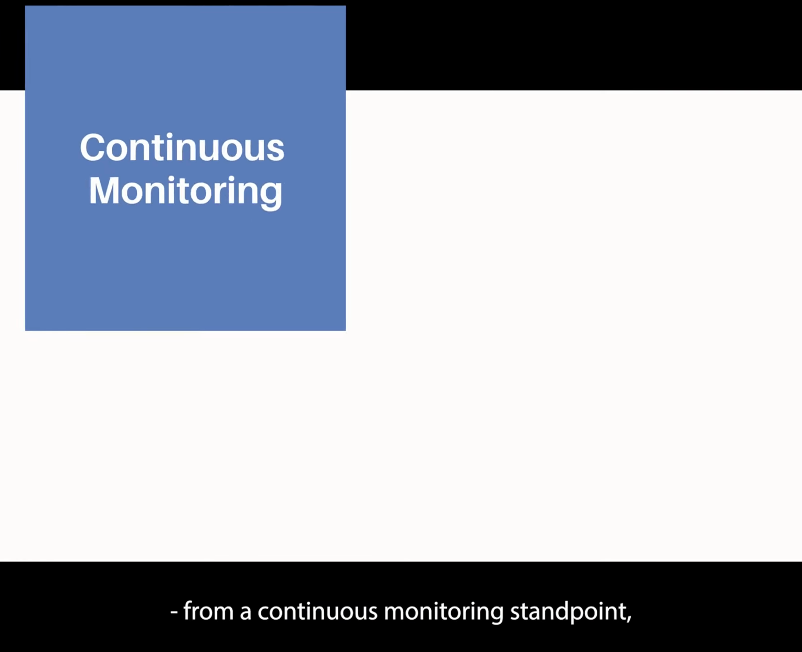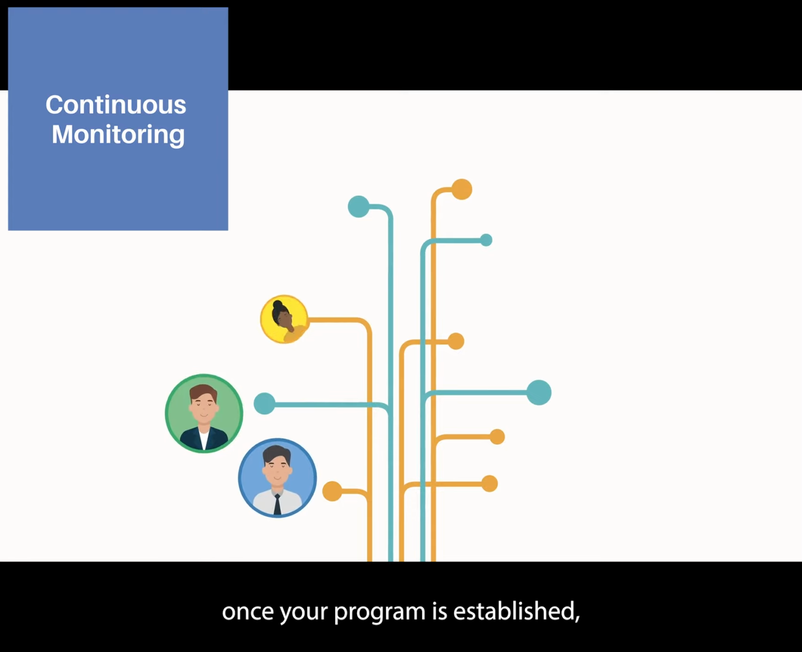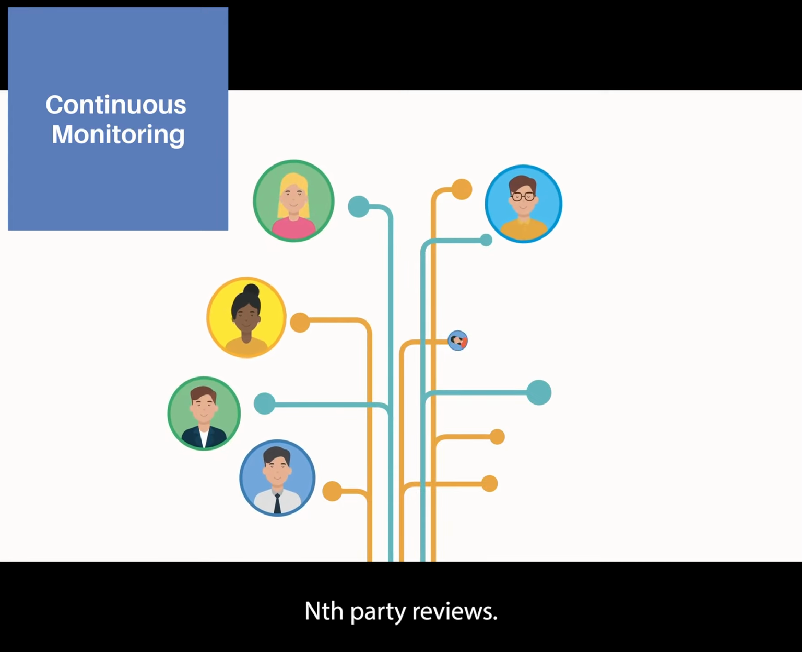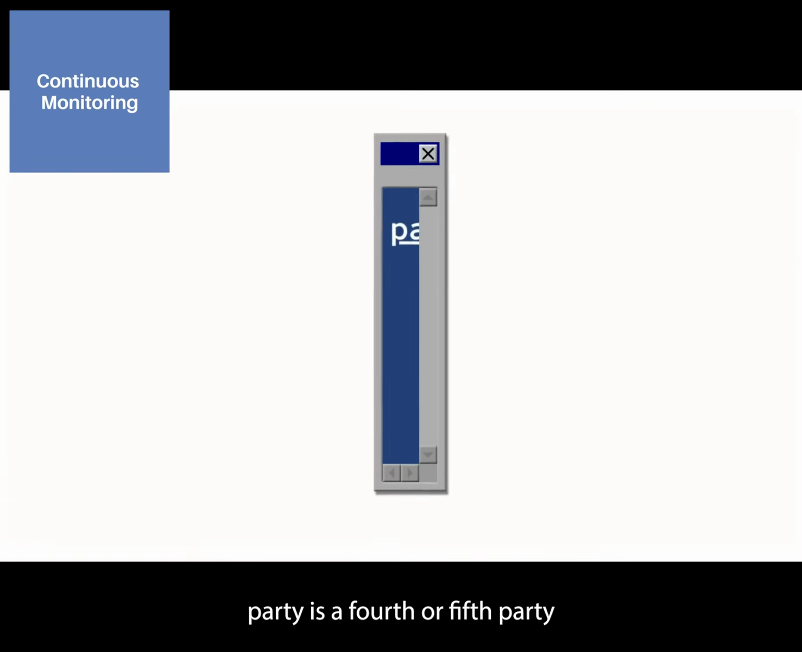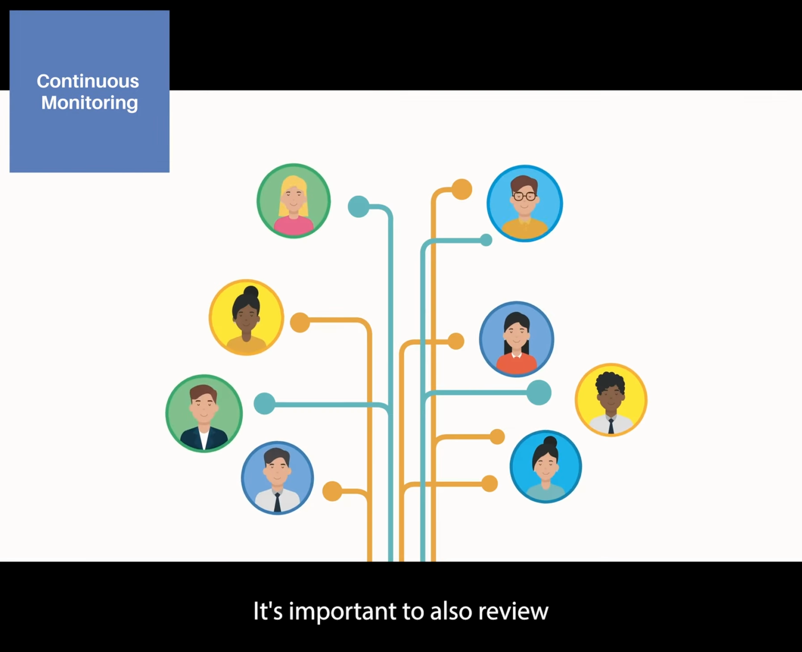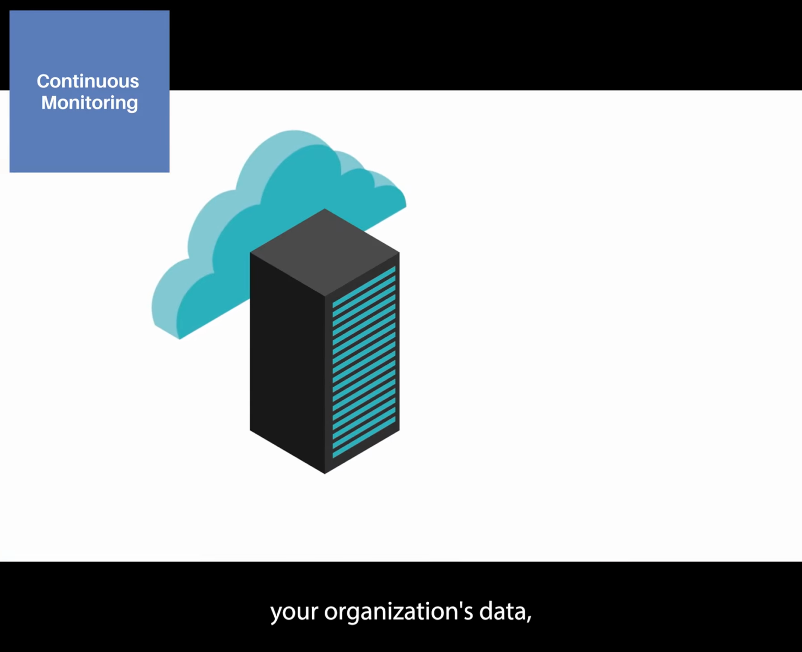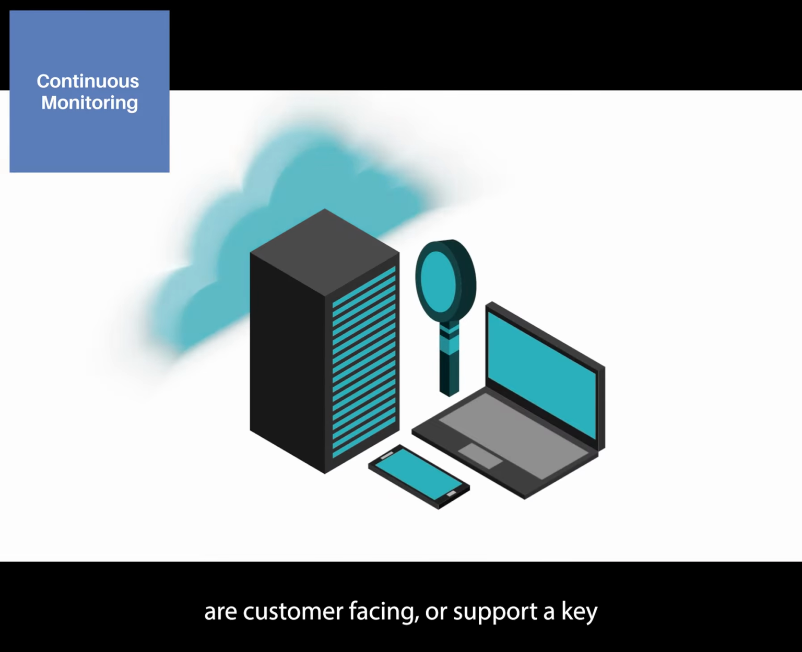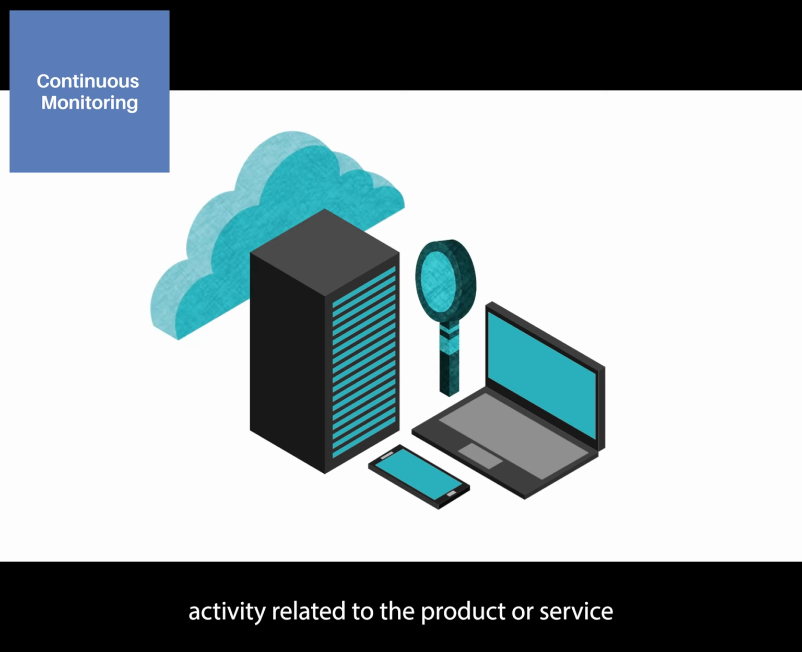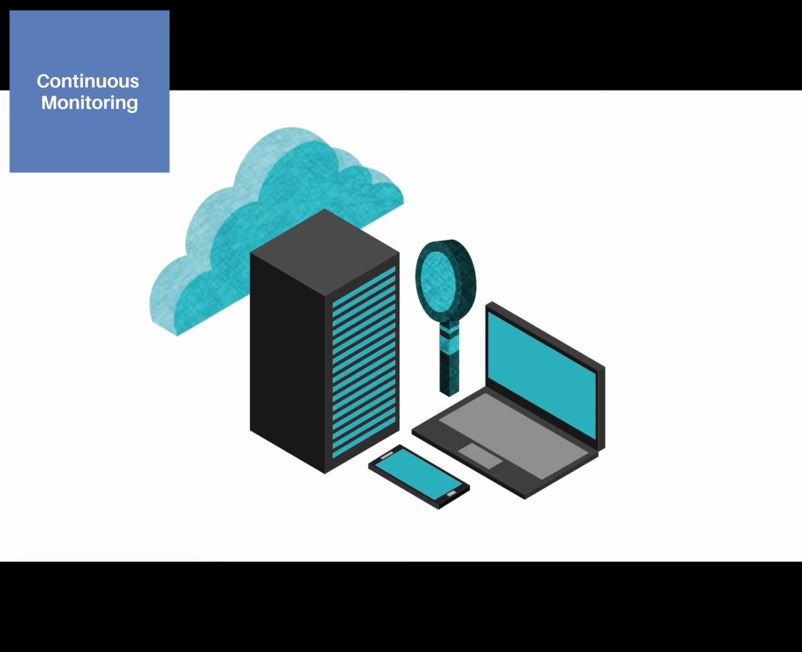Continuous monitoring. From a continuous monitoring standpoint, once your program is established, you can then begin to work through nth party reviews. An nth party is a fourth or fifth party, or your third party's third parties. It's important to also review nth parties, especially if they will access your organization's data, are customer-facing, or support a key activity related to the product or service you are purchasing from your third party.